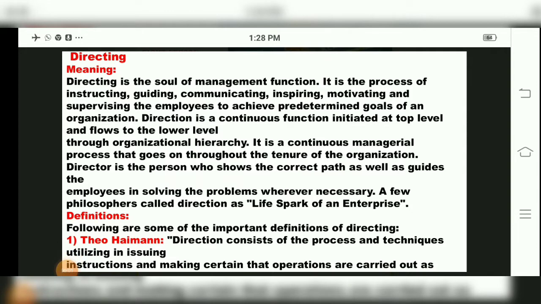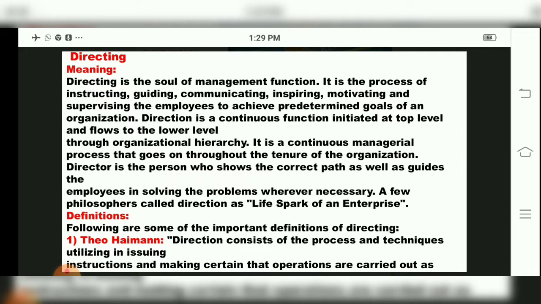Hello dear students, we are studying functions of management. In that we studied planning, organizing, and the third function, staffing. Now we come to the fourth function of management, that is directing. Directing is called the soul of management, children, because direction means to give instructions, to guide, to motivate people, to communicate, to inspire people so that whatever work is there is directed in a proper way and goals can be accomplished.